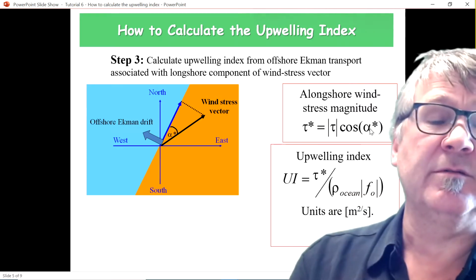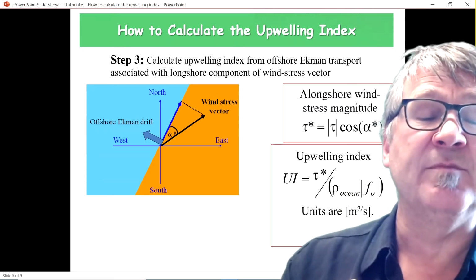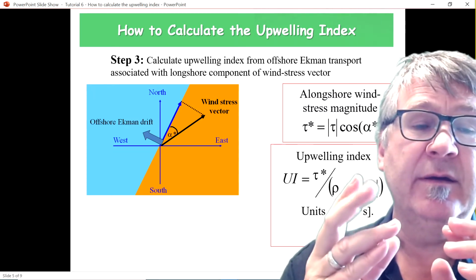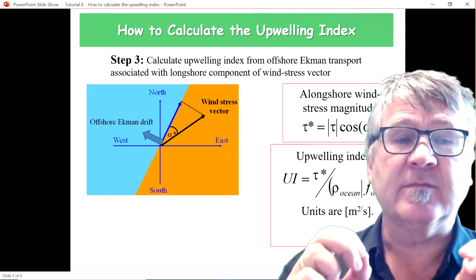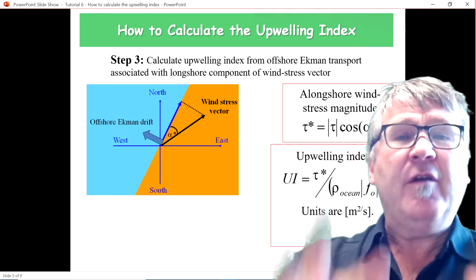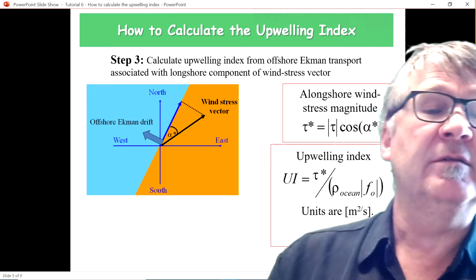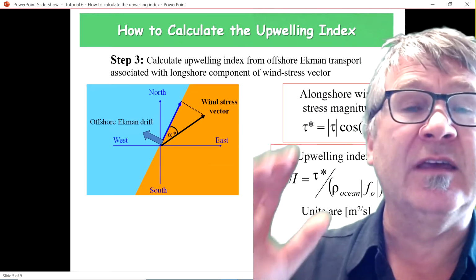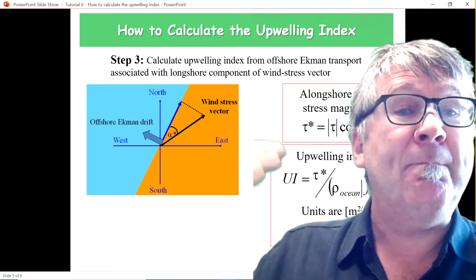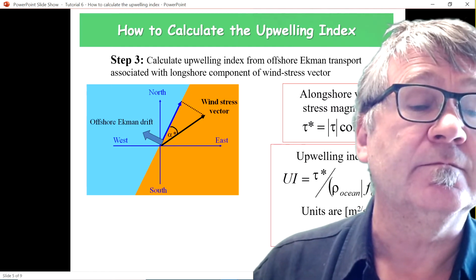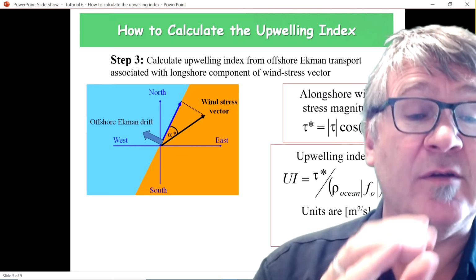So let's think about that alongshore wind stress magnitude. Two features come into play here. You can have very strong winds, but if they're onshore or offshore, this alongshore wind stress formula returns a zero, because there is no component parallel to the shoreline. And that's what you use to calculate the upwelling index.